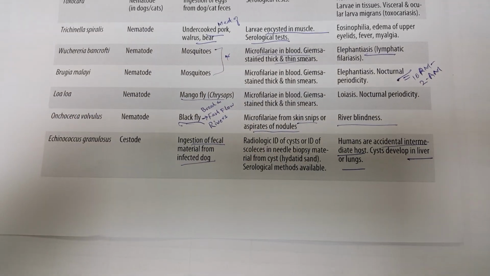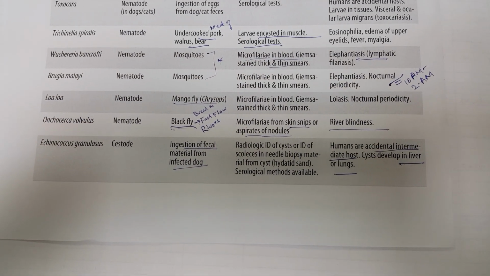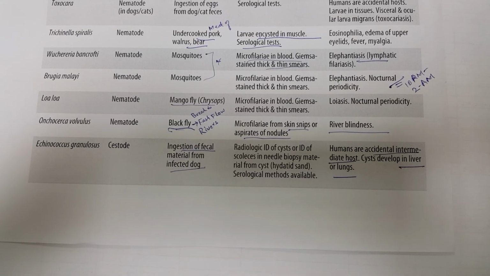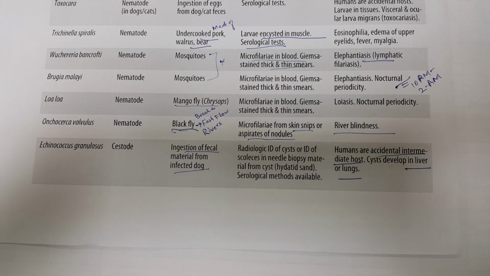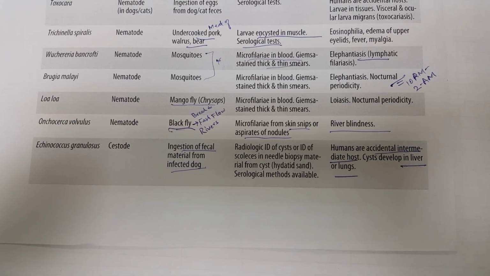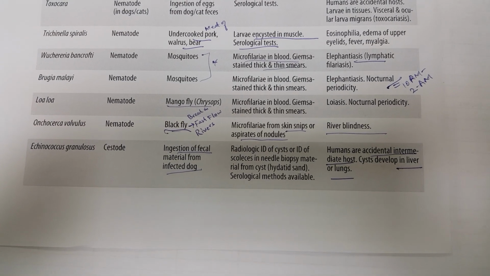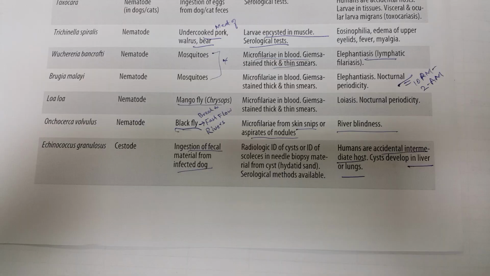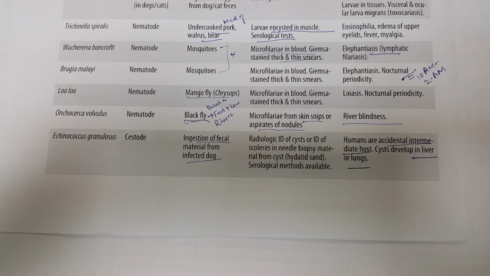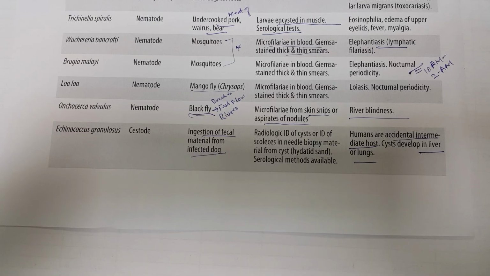Another is Onchocerca volvulus, transmitted by the black fly, which breeds in fast-flowing rivers. Diagnosis is by microfilaria from a skin snip or aspirate of nodules, and it causes river blindness. Since the fly breeds in the river, that's why it's called river blindness.